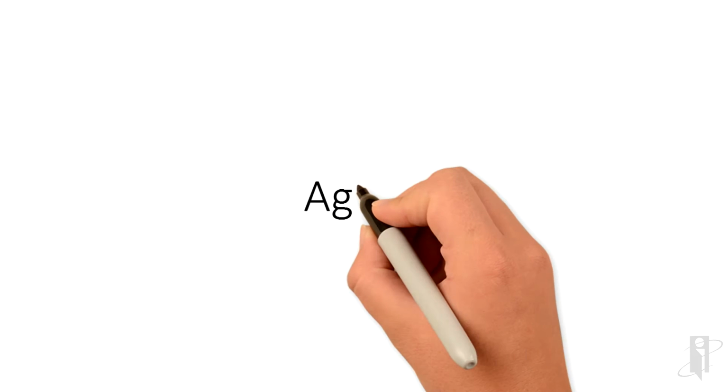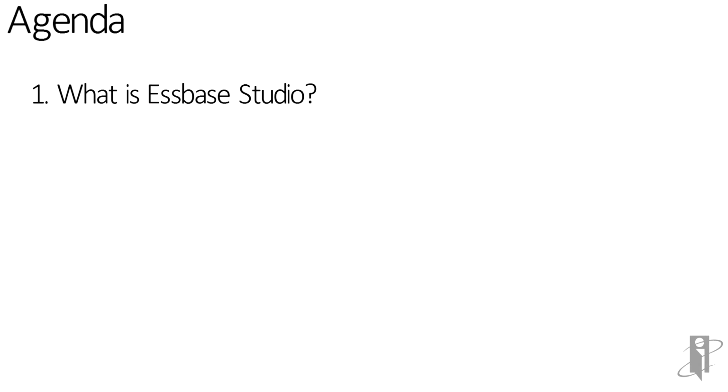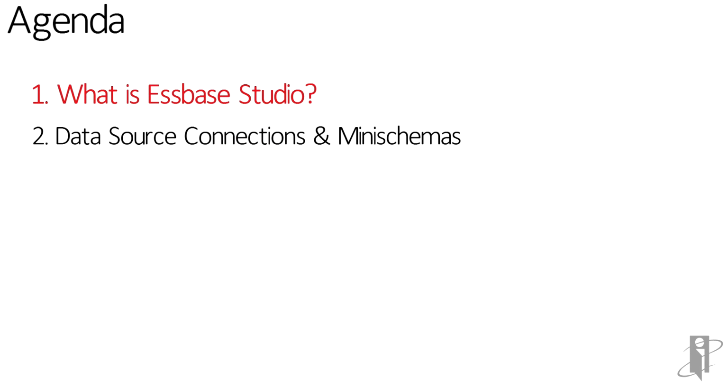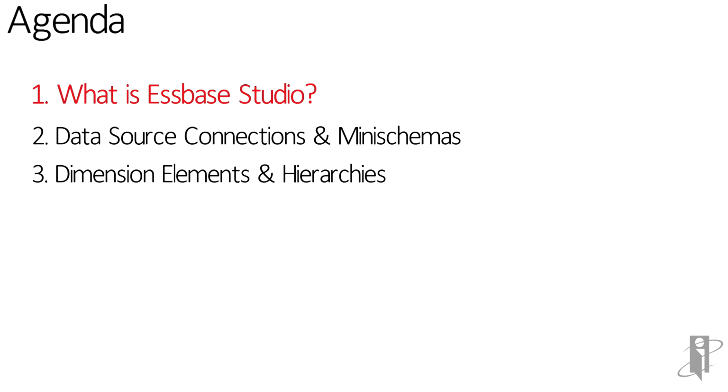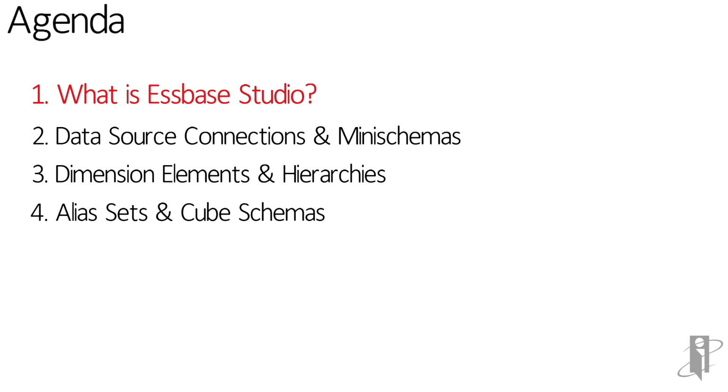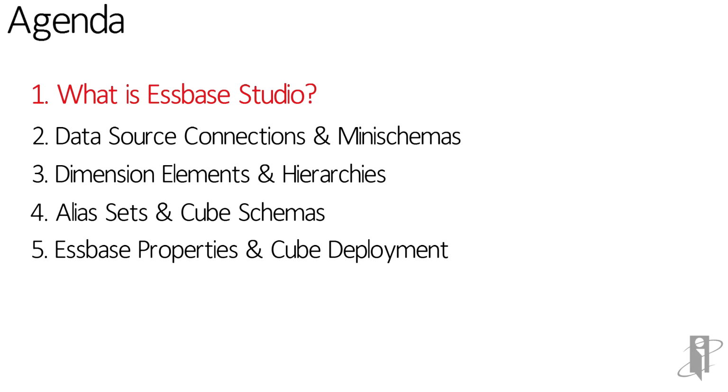Let's begin. First, today we're going to talk about what is Essbase Studio. Our next video will be on data source connections and mini schemas. We'll then talk about dimension elements and hierarchies. After that, alias sets and kube schemas. We'll then discuss Essbase properties and kube deployment before finally drill through reports.